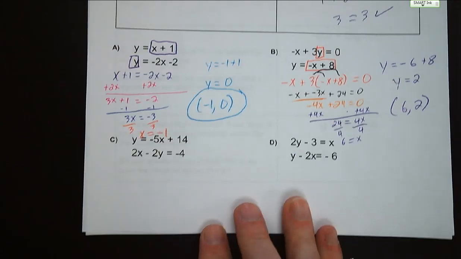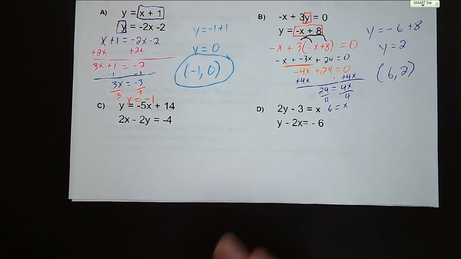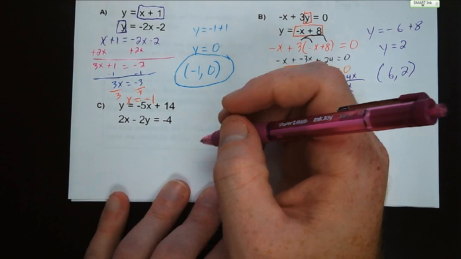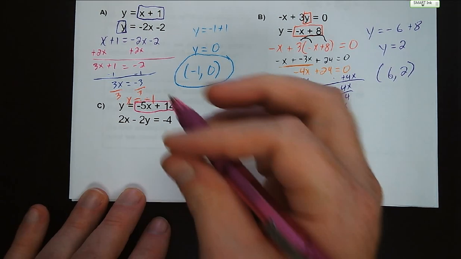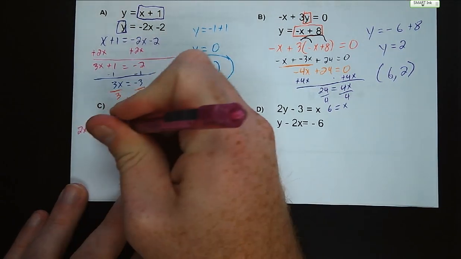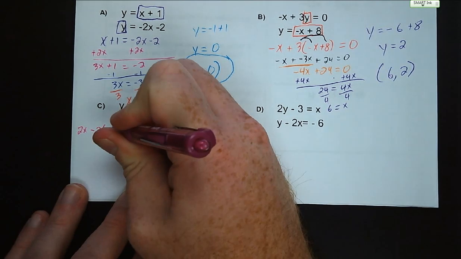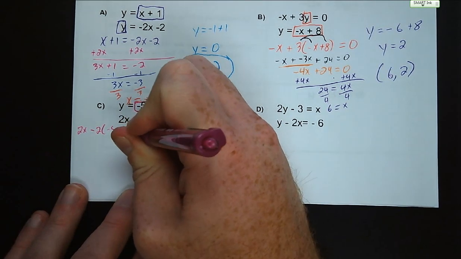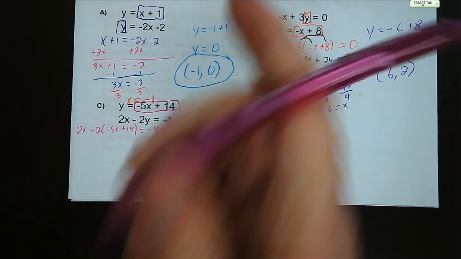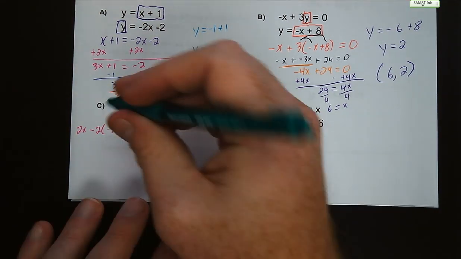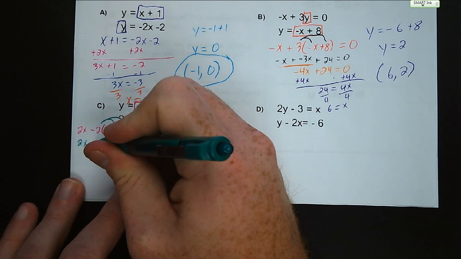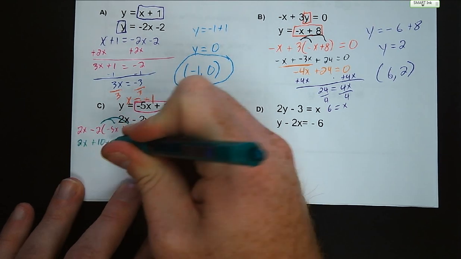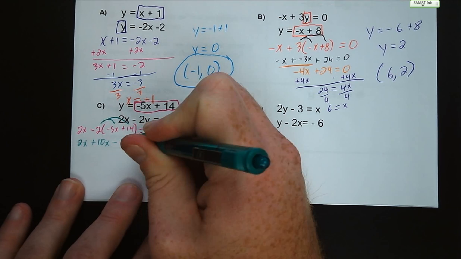All right, I want you guys to try letters C and D on your own, and then I will go over it. So letter C, we have negative 5x plus 14 is already solved for us. So we plug that into our equation. We have 2x minus 2 times negative 5x plus 14 equals negative 4. First step, we are going to distribute negative 2 times negative 5 and negative 2 times 14. So 2x plus 10x minus 28 equals negative 4.